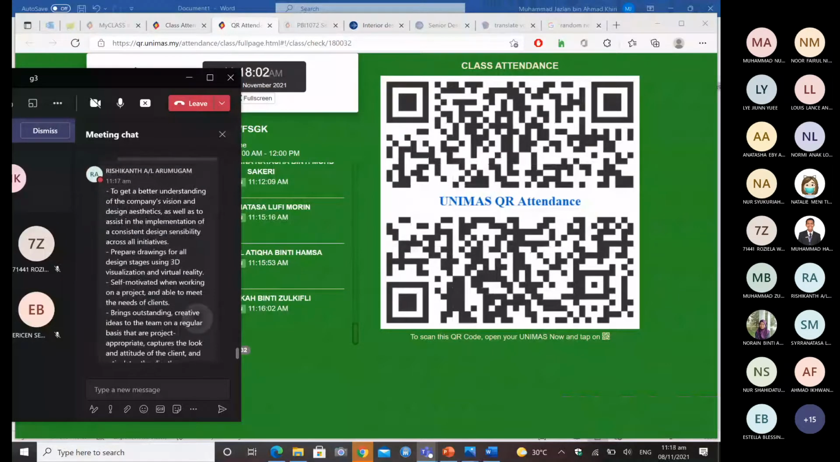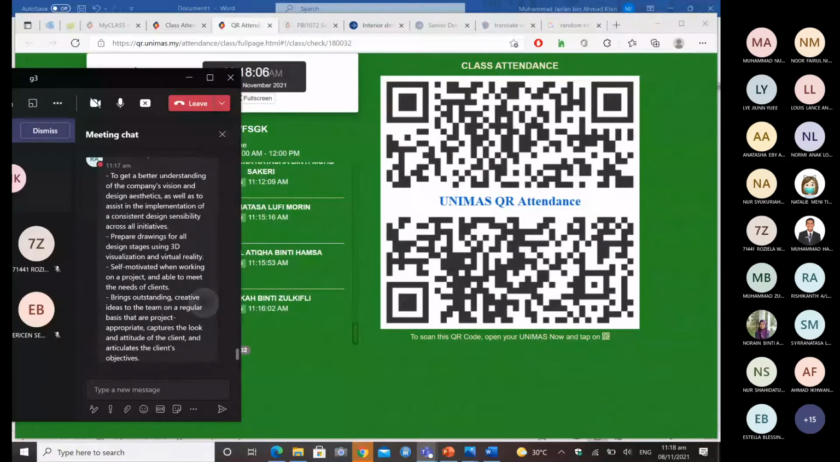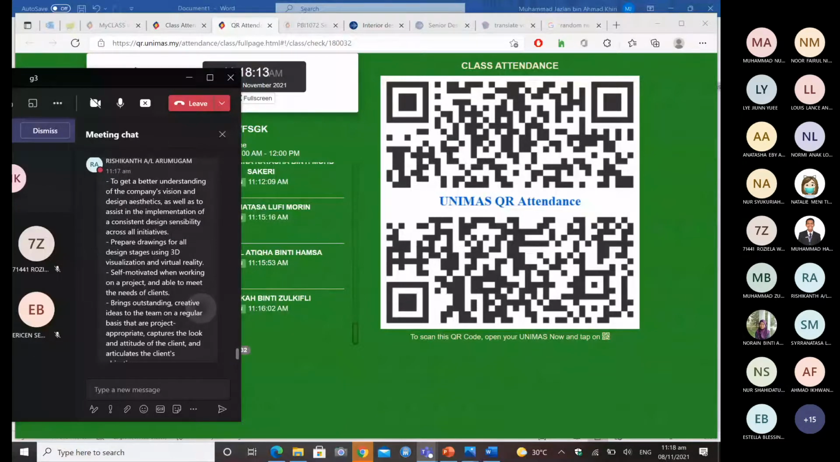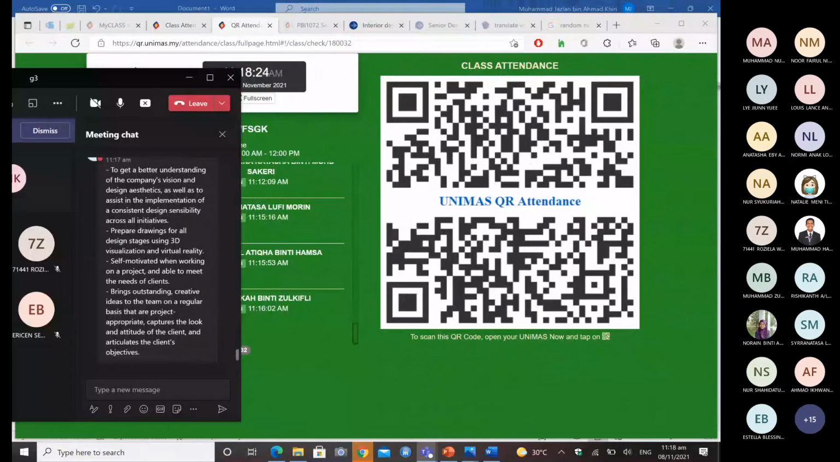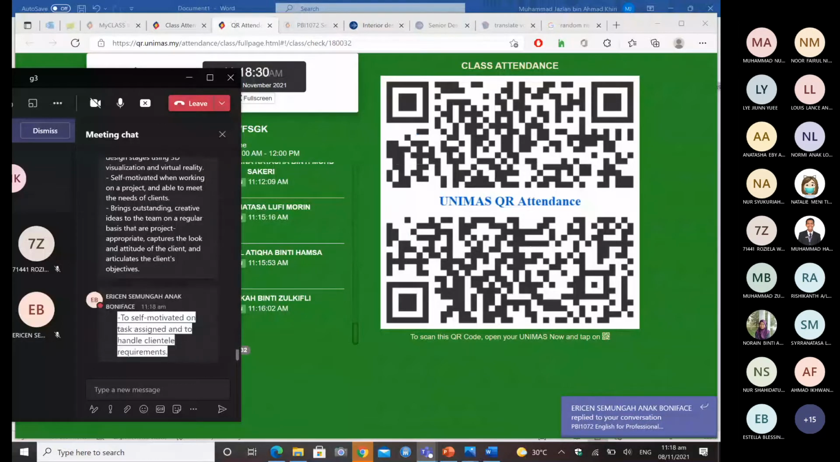For Rishi, the tenses and also some of the verbs are incorrect, such as the first one, to get. You should have written there, get a better understanding, and you should make it in past tense, got a better understanding, and then prepare should be prepared. Brings becomes brought. Harrison, I'm not sure what you're trying to copy and paste over there.